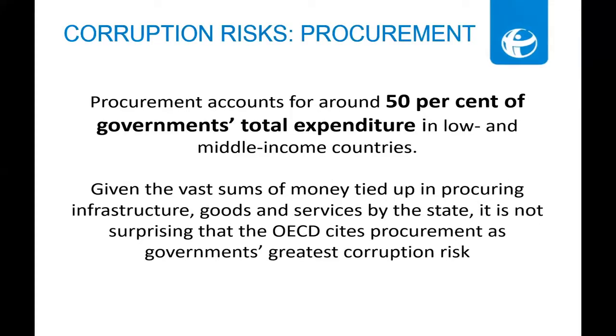So outside of the health sector, talking about procurement in general, procurement accounts for around 50% of government's total expenditure in low to middle income countries, and around $13 trillion globally per year, which if stacked in dollar bills would reach from the earth to the moon and back. And given these vast sums of money, it's not surprising that procurement in general is seen as one of the greatest corruption risks for government.